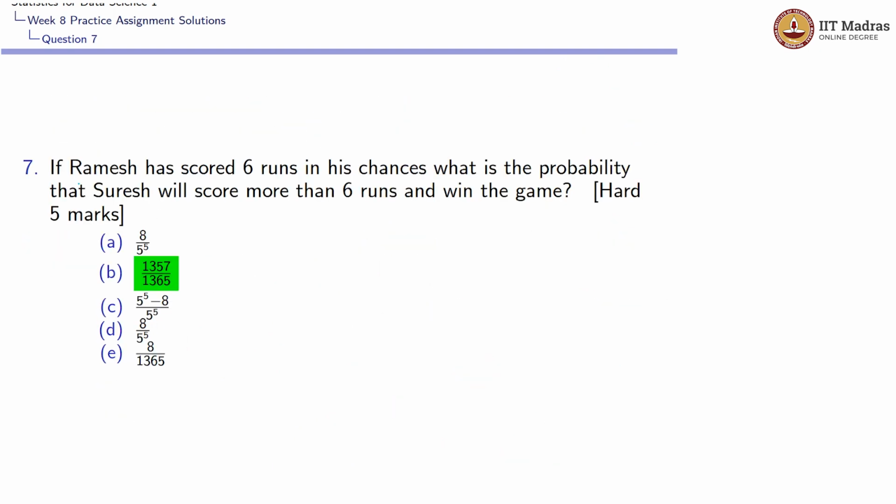Let us look at the second question. If Ramesh has scored 6 runs in his chances, what is the probability that Suresh will score more than 6 runs and win the game? Okay. So let us look at all the ways he could score 6 runs or more. Let us look at all the ways Suresh will score 6 runs or less, so that we could get all the ways he could get 6 runs or more.